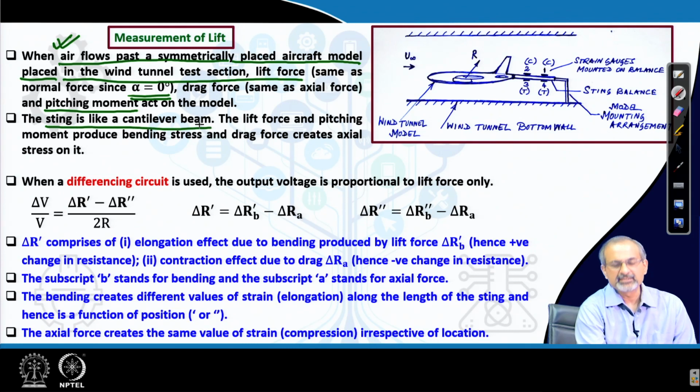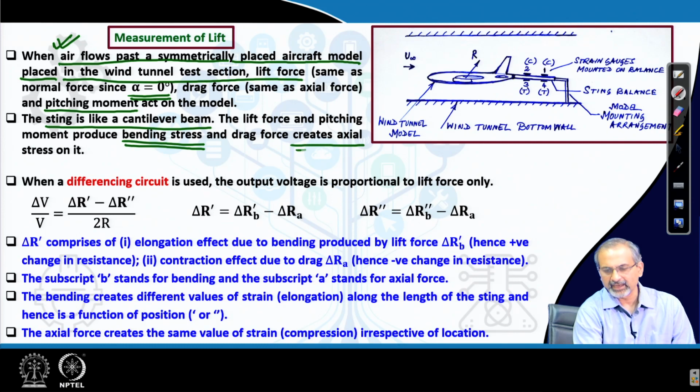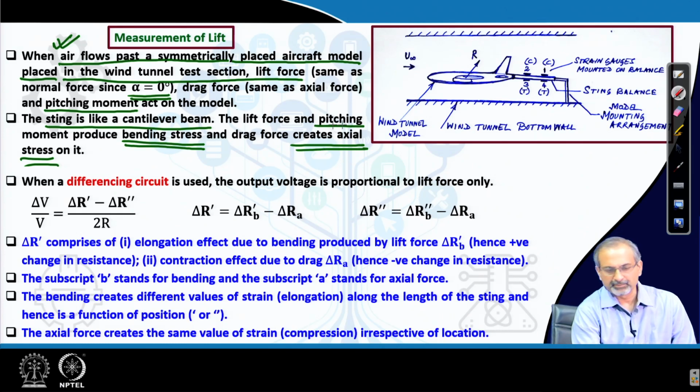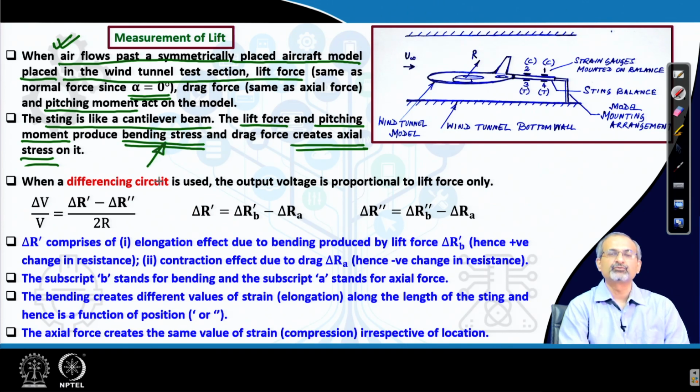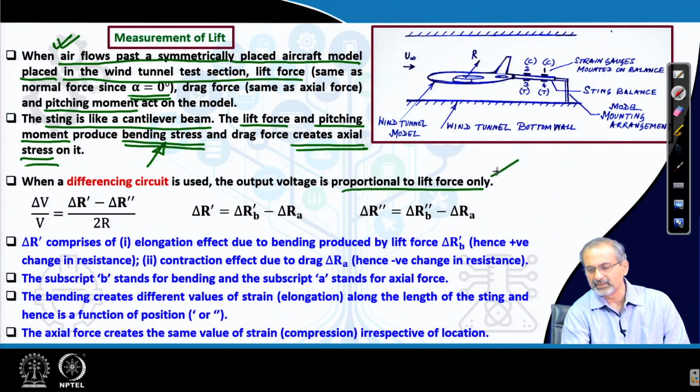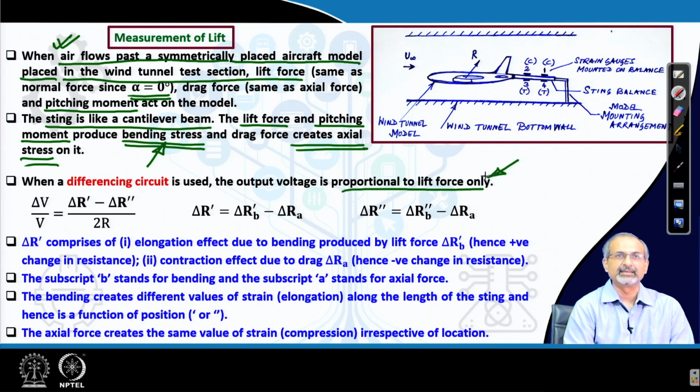The sting is basically like a cantilever beam element. The lift force and pitching moment produce bending stress, and the drag force creates axial stress, basically compressive stress. So, we have to keep in mind that pitching moment as well as lift force are responsible for bending stress, and therefore, both their effects have to be accounted. When a differencing circuit is used, the output voltage is proportional to lift force only. This is something that we will demonstrate soon. Here we are stating it.